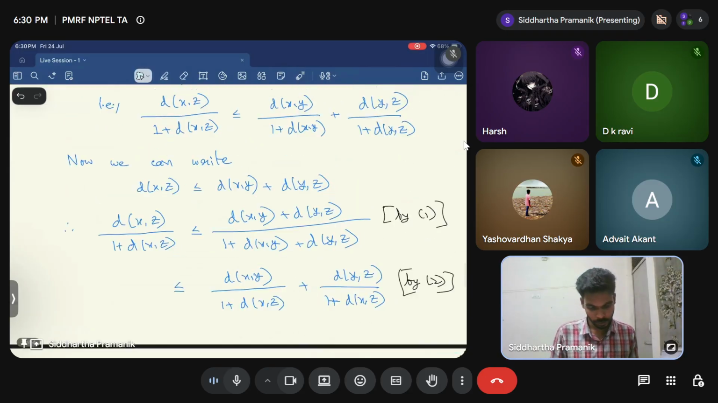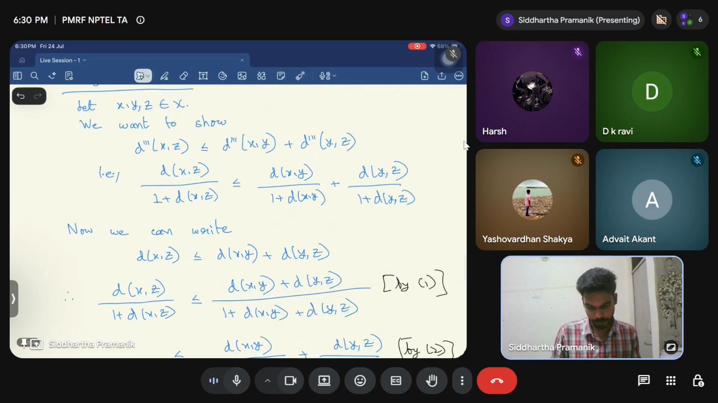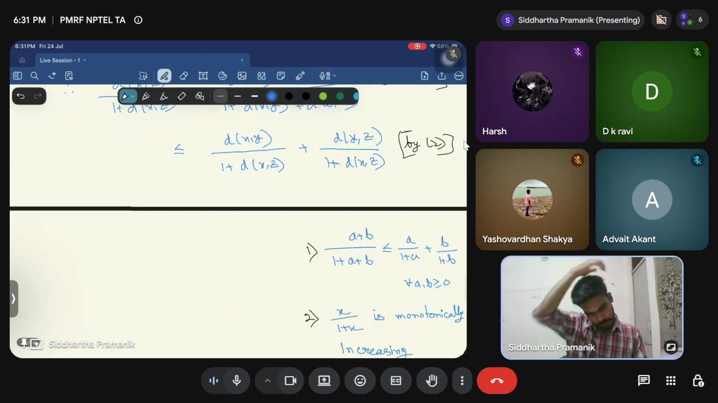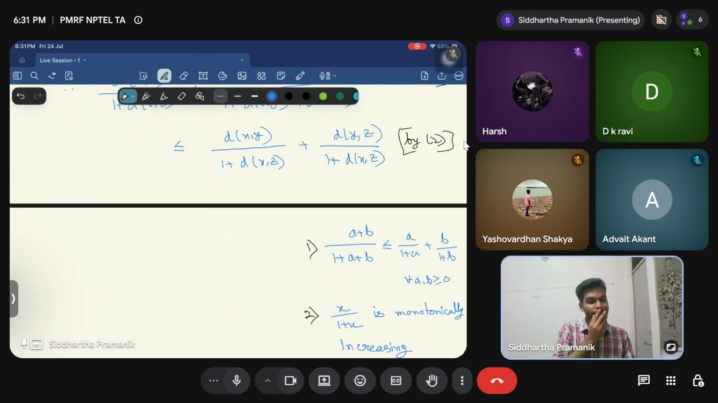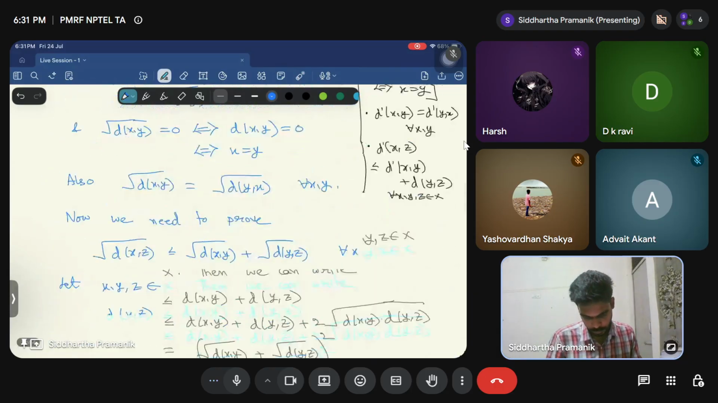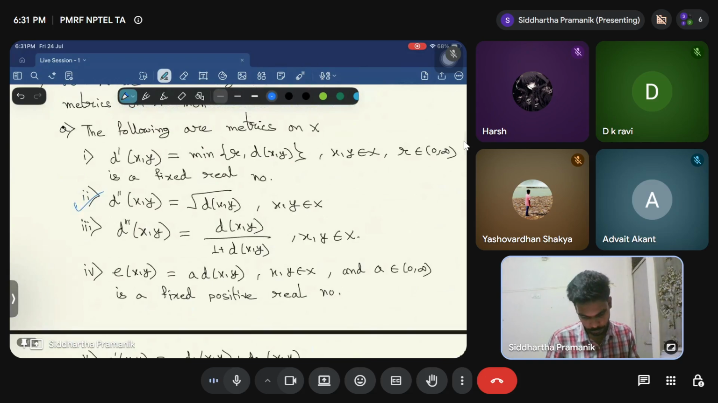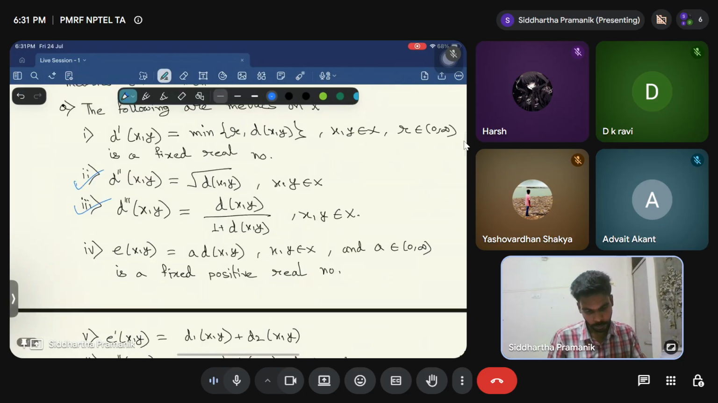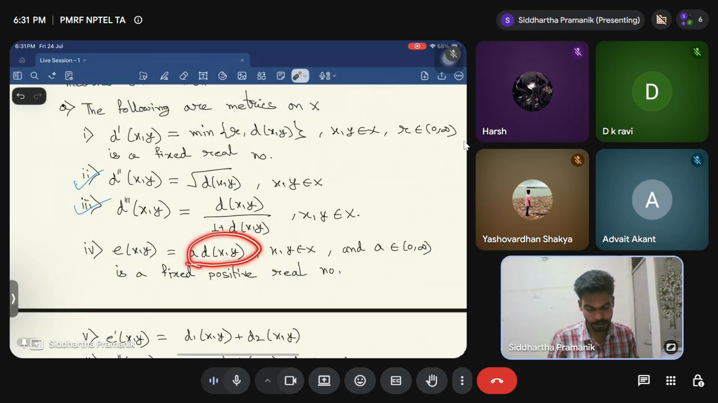Yeah, so this gives the triangle inequality. This is non-trivial actually, but we have done the proof. So I have proved the third one also. And the fourth one is just scalar multiplication by a positive real number, and this is very easy to prove, so I am just avoiding this one.